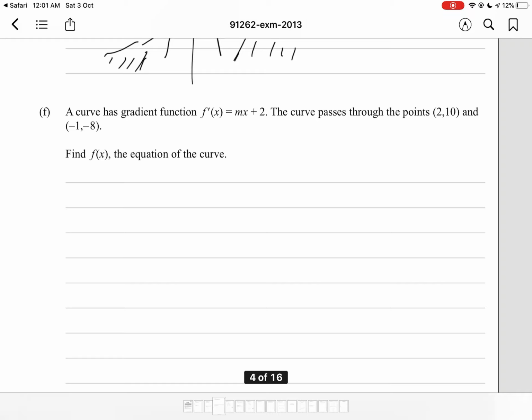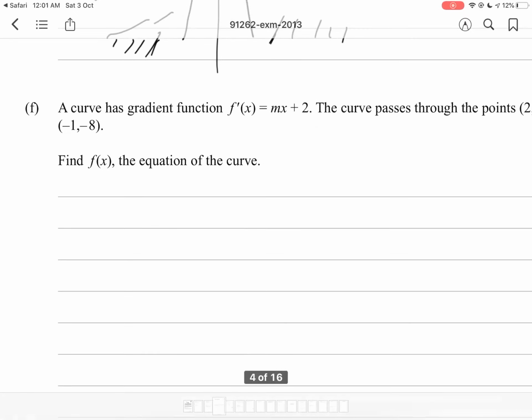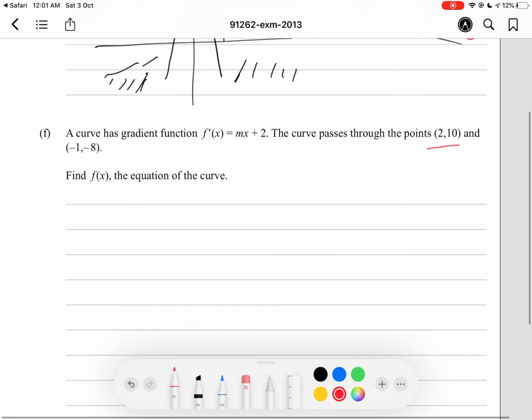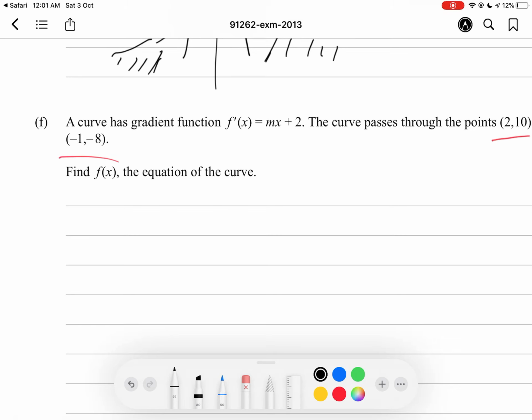However, this question is very similar. The only difference is that there are two unknowns. You have your m here that's unknown, and when you do integration, you have the constant of integration, the plus c. That's also an unknown. The two unknowns are balanced out by two known points, and you can just solve simultaneous equations to find your answer. The concept is still very simple. It's just solving the simultaneous equations.